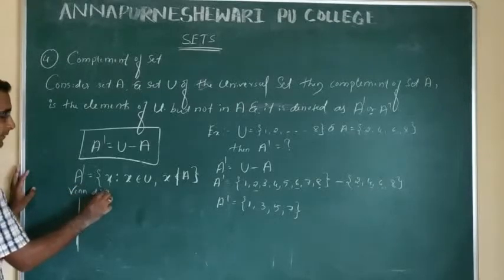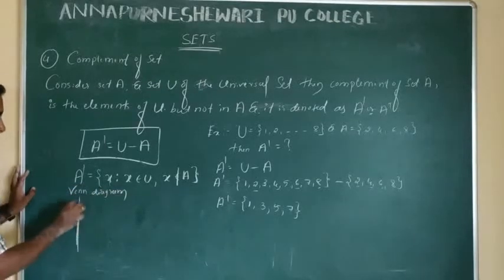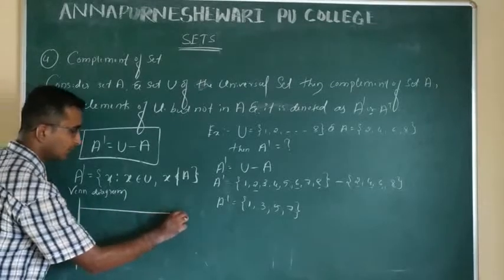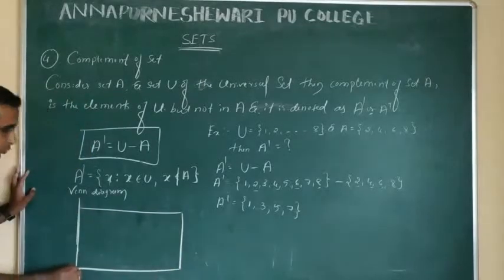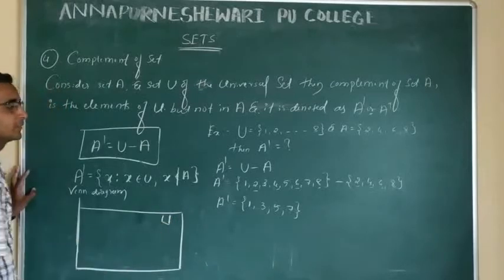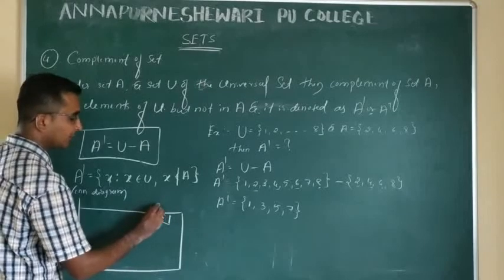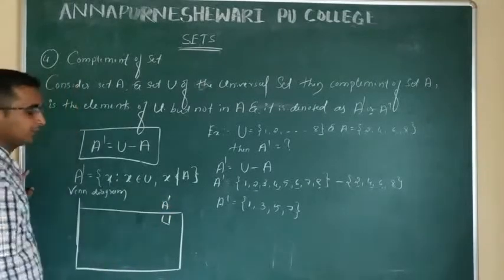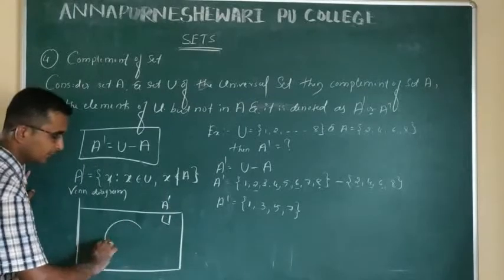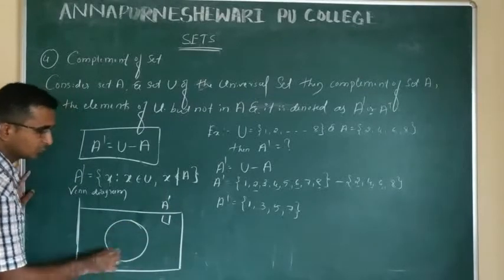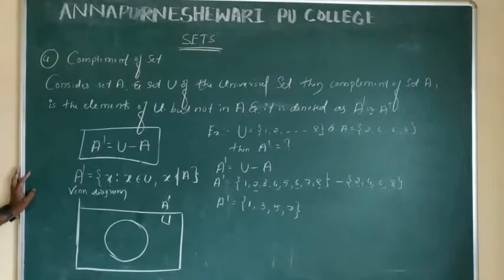Venn diagram. So Venn diagram of what? That is U, the universal set, and we have to write down the Venn diagram of A dash. So we have only the set A here. You have to compulsorily draw everything. Correct? Then how are we going to write down the A dash?